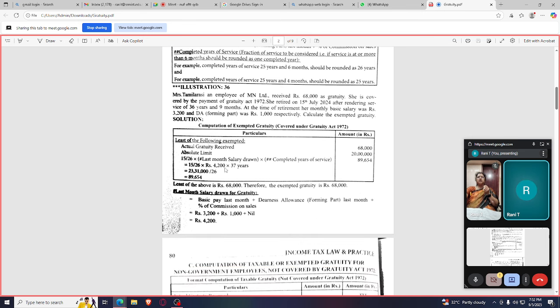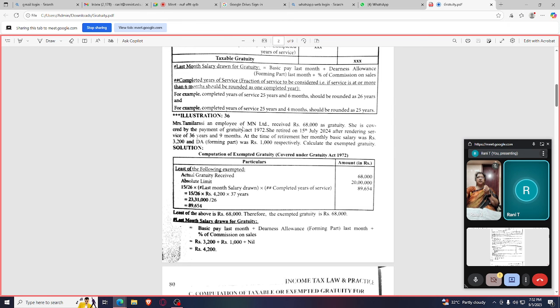Here see, Tamil Arasi is an employee of MN Limited, received 68,000 as gratuity. So what is the gratuity received? 68,000. She is covered by the Payment of Gratuity Act. This is the one which you have to underline. Then she retired on 15th July 2024 after rendering service of 36 years and 9 months. So you have to calculate as 37 years.